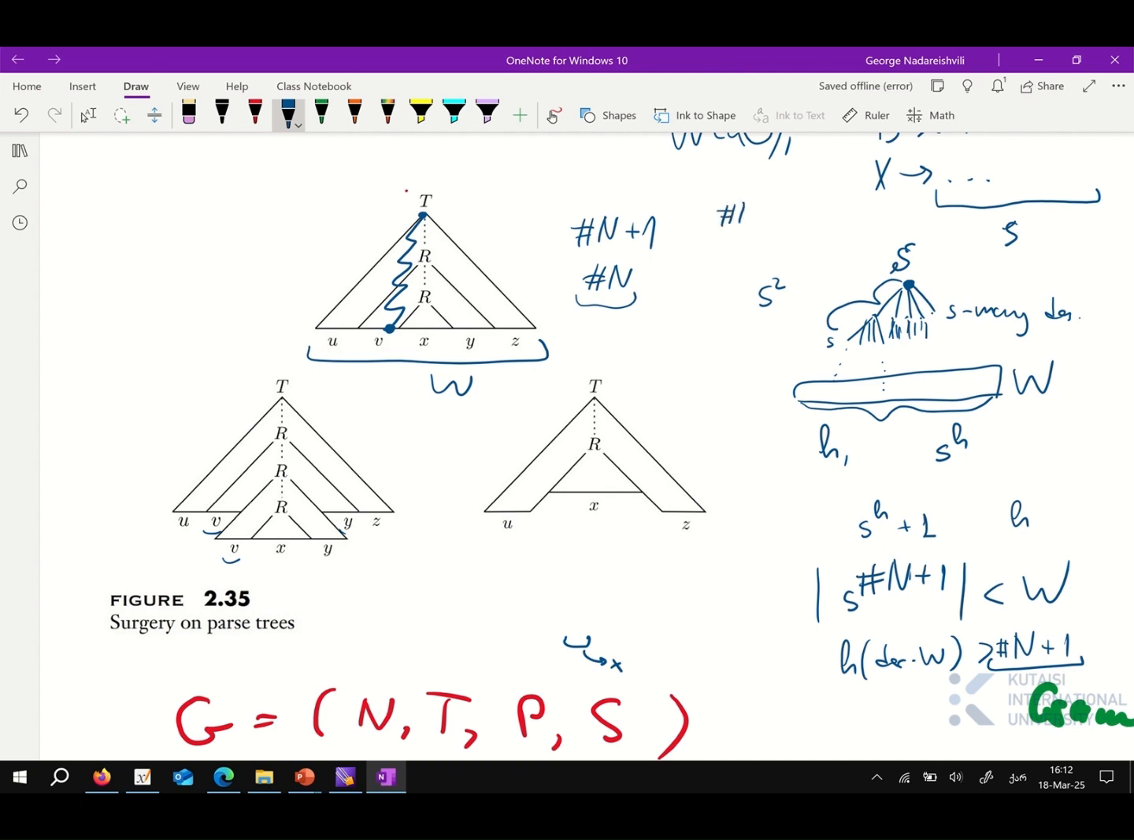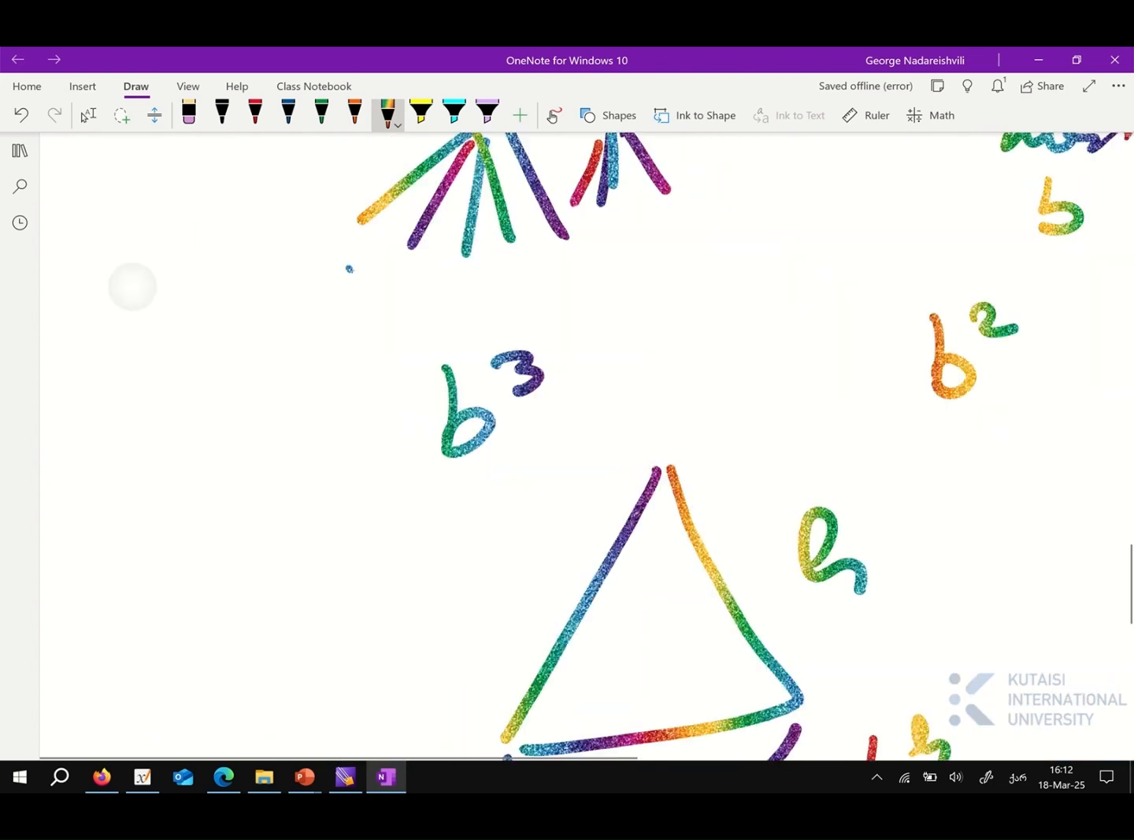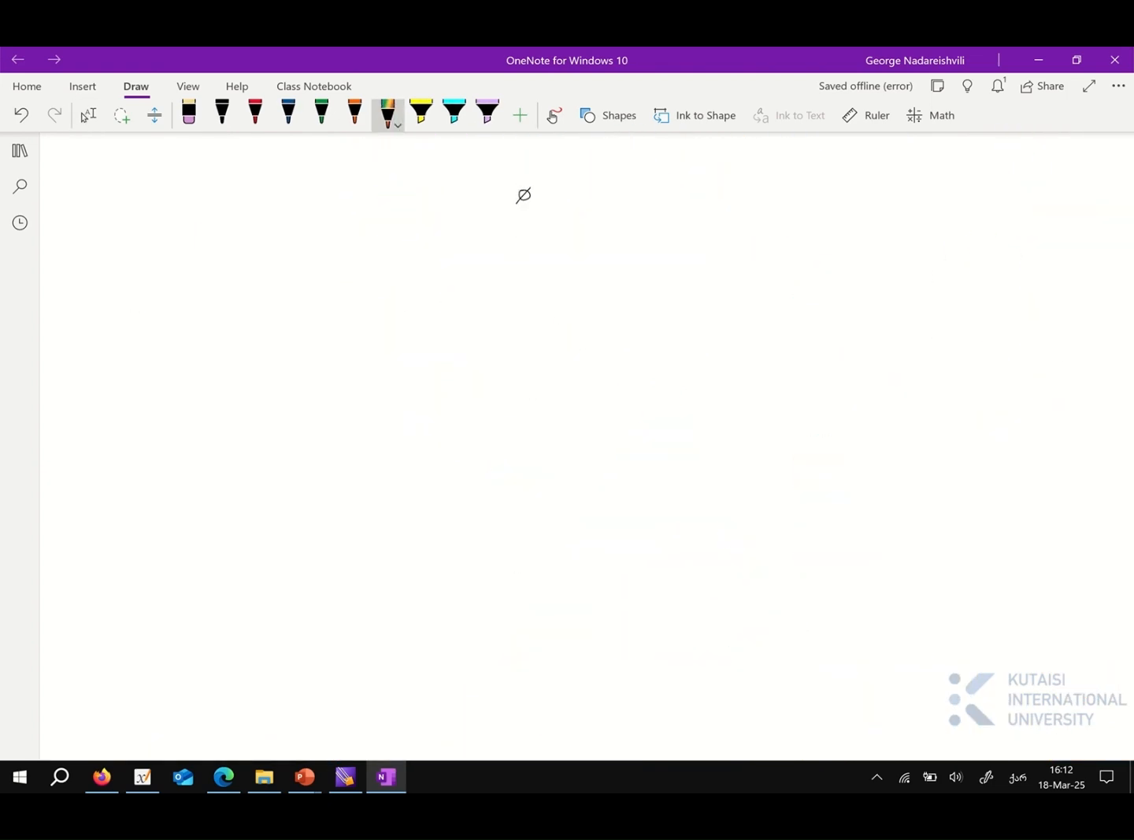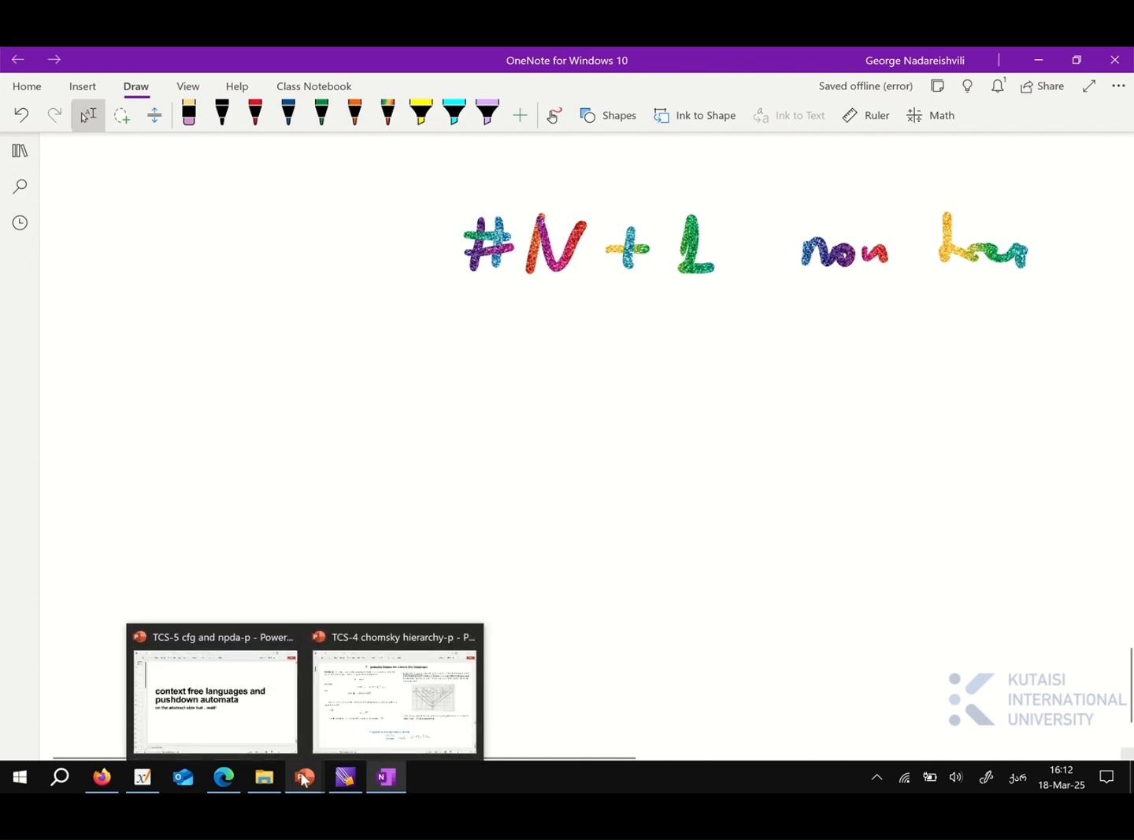So I have hashtag N plus 2 nodes. One of them is a terminal, namely the leaf. All others are non-terminals. That means I have hashtag N plus 1 non-terminals on this path. That means at least one of them repeats, because there are only n many non-terminals, and if I take n plus 1 non-terminals, one of them has to repeat by the pigeonhole argument, and then we do this.